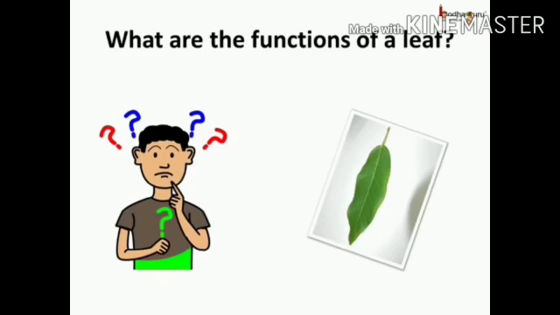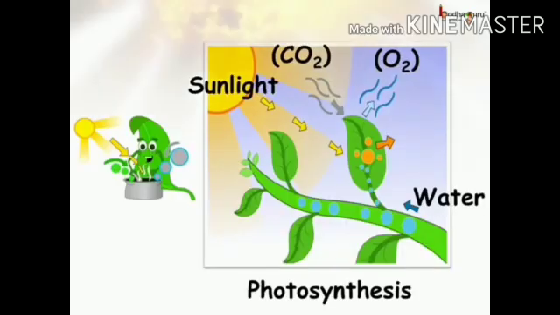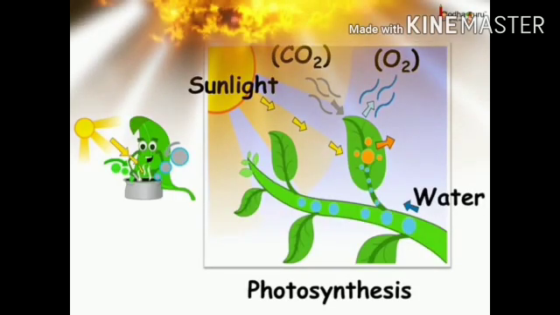What are the functions of a leaf? Let us see. We all know that the main function of a leaf is to make food. Hence, it is called the kitchen of the plant. The leaves are green because they have a green pigment called chlorophyll. The chlorophyll traps the sunlight and the plant produces food, which is glucose, using carbon dioxide, water and the trapped energy of the sunlight.